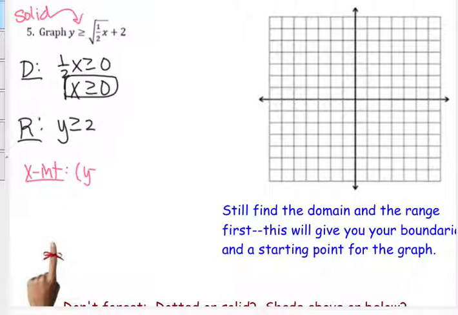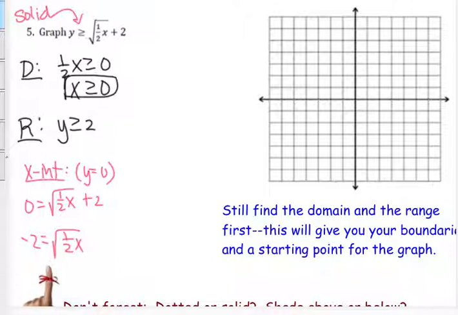Now I'm going to go ahead and find the x-intercept. Remember, that's when y is 0. So I would have 0 is equal to the square root of 1/2 x plus 2. Subtract 2. Now I have the same problem that I had before. Will I ever take the square root of anything and get a negative out? No, so this means there is no x-intercept.